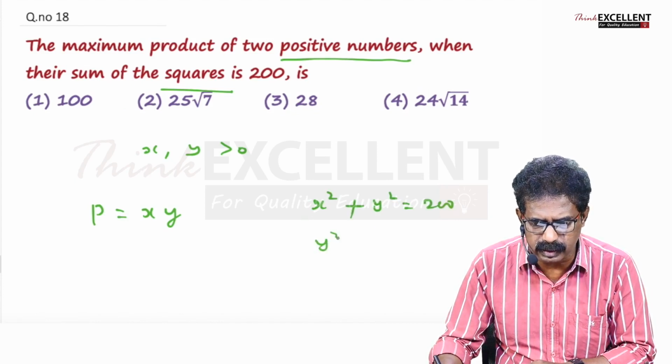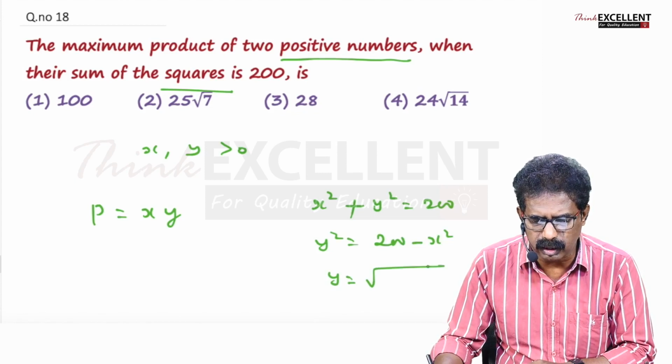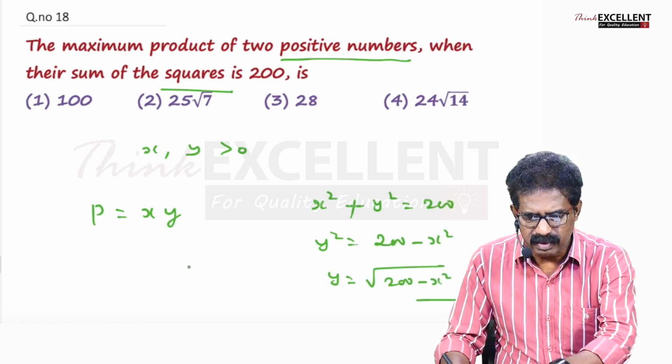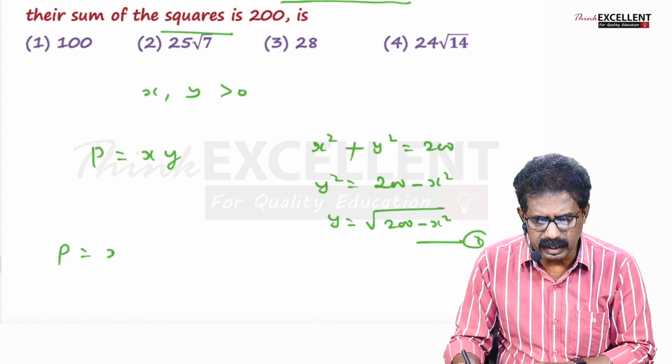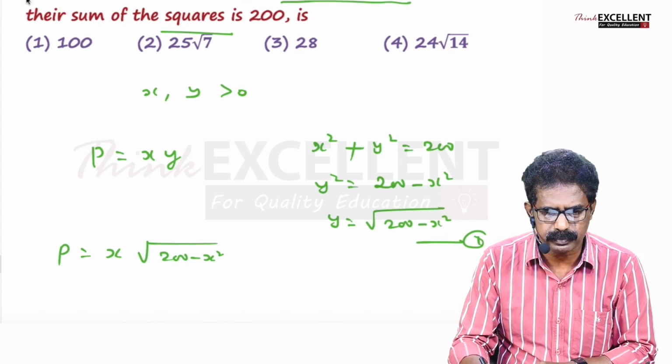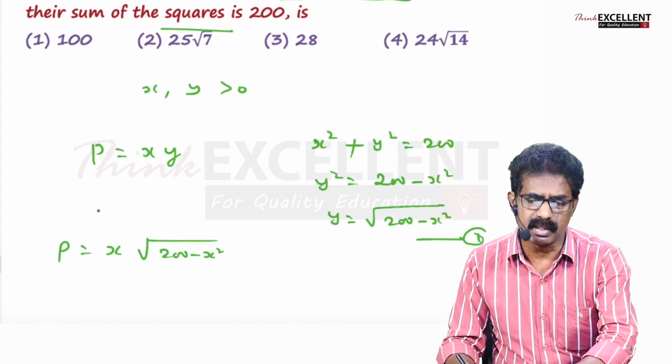So what is y square? 200 minus x square. Y equals root of 200 minus x square. Now this value is substituted here. So P equals x into, instead of y, root of 200 minus x square. Now P is a function of x alone.